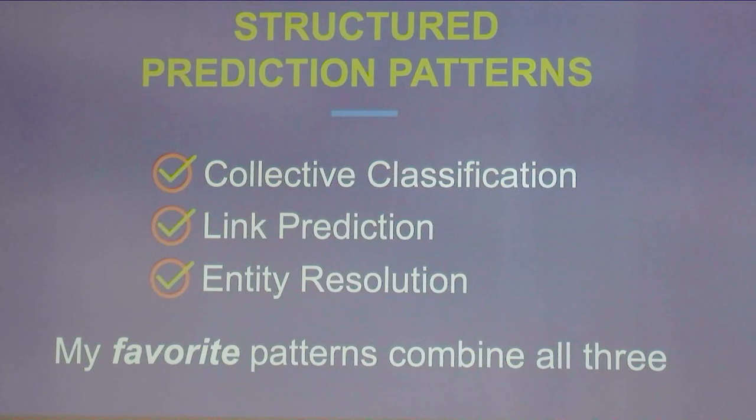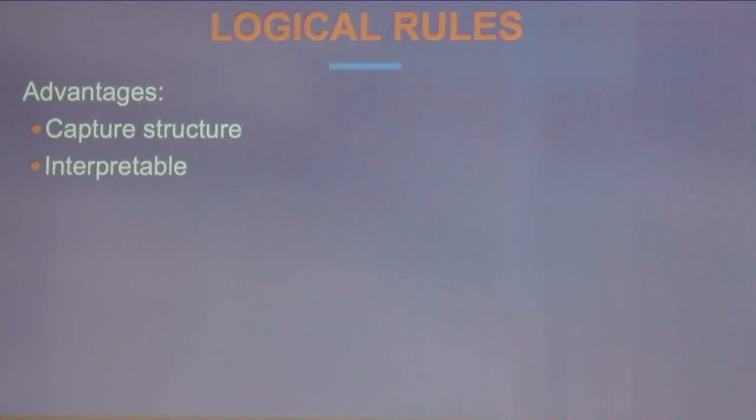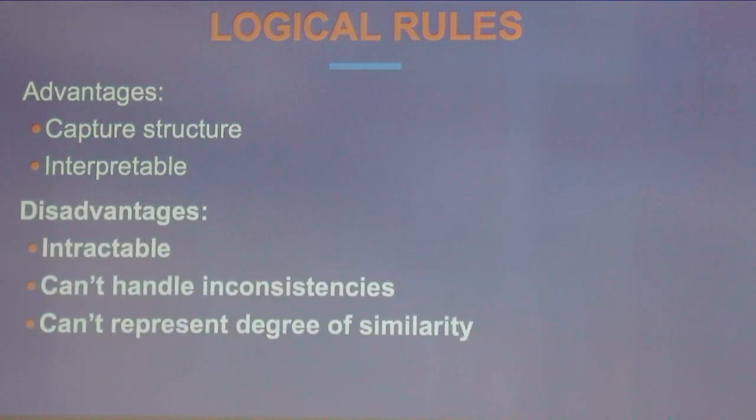at the same time? And I've represented them as logical rules, which have advantages, but logical rules also have a bunch of disadvantages. So it's generally intractable, you can't handle inconsistencies, and one of the things that I was talking about was similarities. Similarities are not easy to represent in logic.